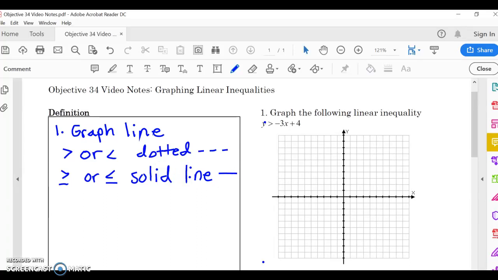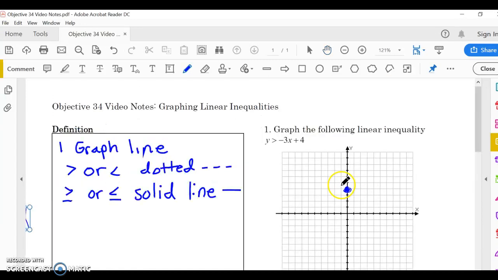So over here, reminder from last chapter, we go up to 4. And then after we go to 4, we draw the slope of negative 3 over 1. So remember, our slope is negative 3 over 1. So we go down 3 and right 1. And then we're going to draw a dotted line through those 2 points. So there's our dotted line.